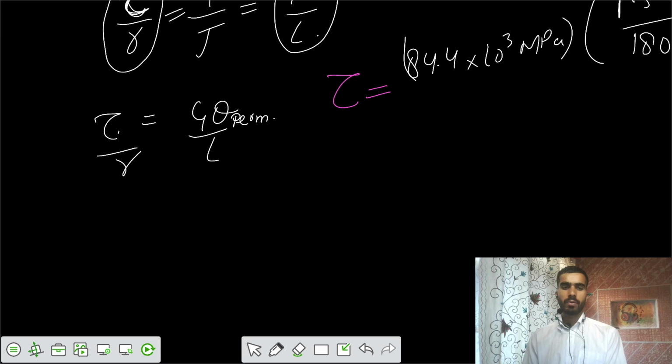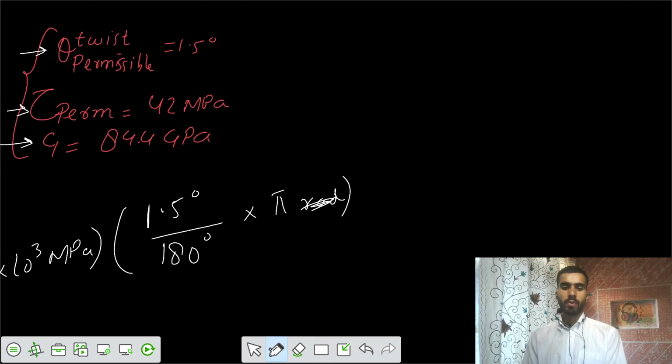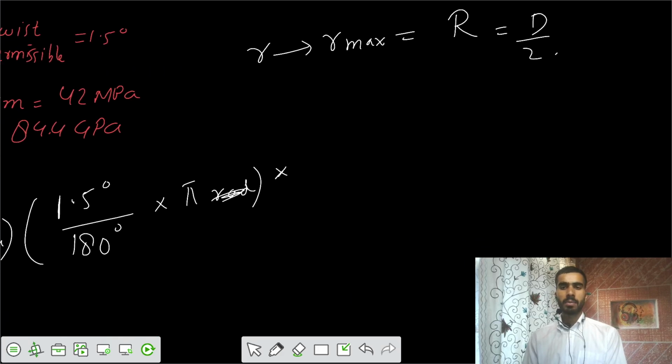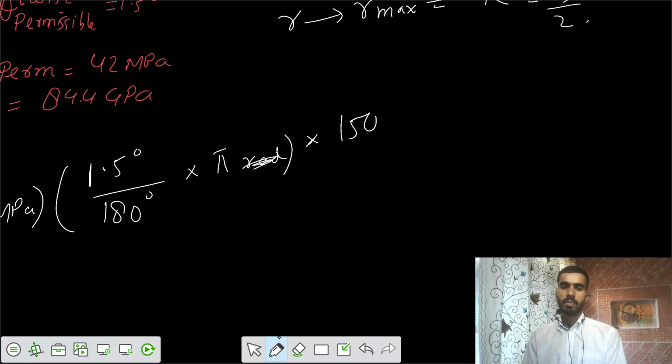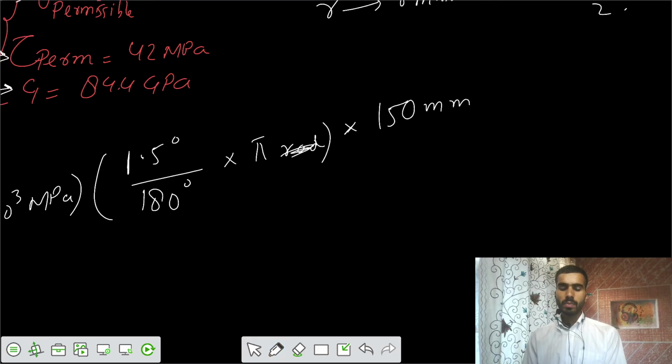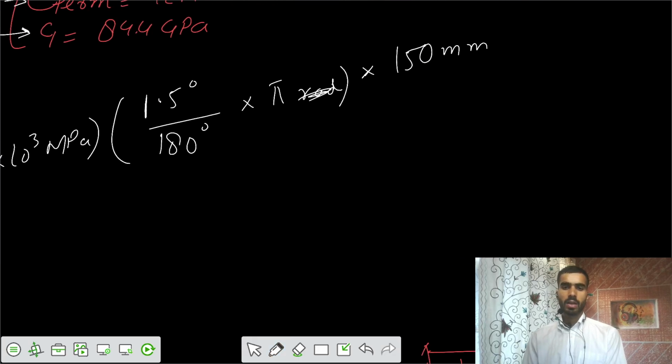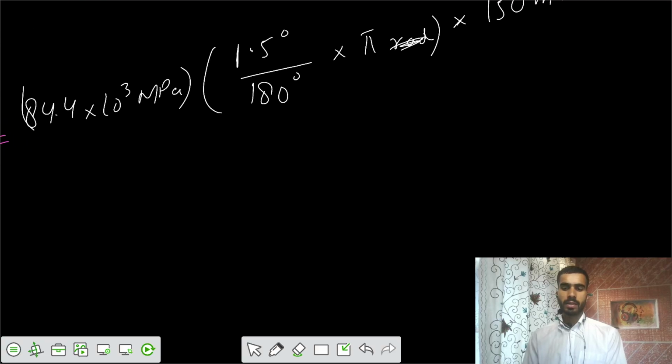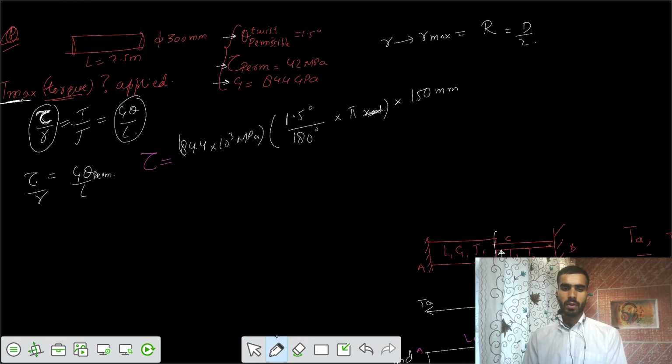After that you have the value of r. The value of r would be r max, that would be the radius, which is diameter by 2. So your diameter of 300 means this becomes 150 millimeter. And you divide the entire thing by the length L. The length L equals 7500 millimeter. So you got a value of that tau.